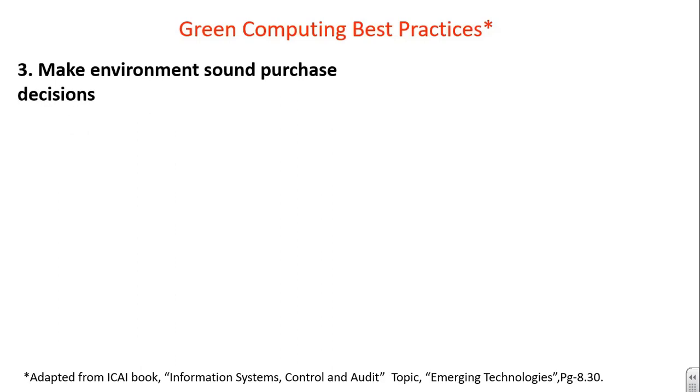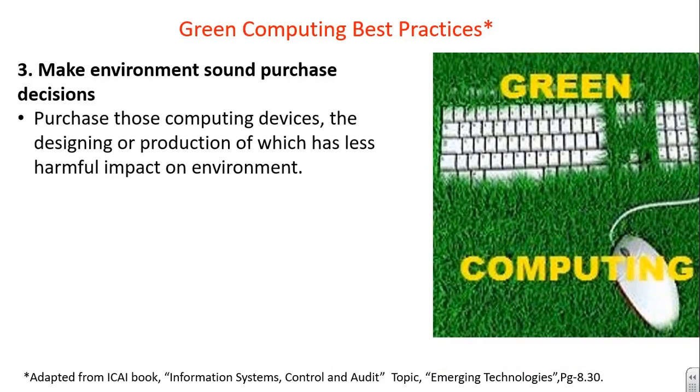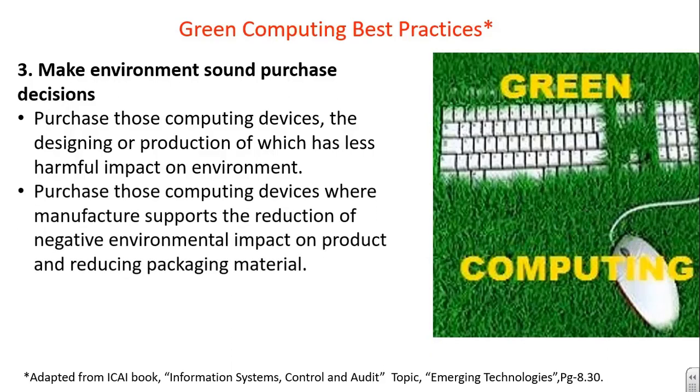The third one is to make environmentally sound purchase decisions. Purchase those computing devices, the designing or production of which has less harmful impact on the environment. It means we must purchase computing devices only from those companies which take care of the impact on the environment. Purchase those computing devices where the manufacturer supports the reduction of negative environmental impact of the product and reduces packaging material.